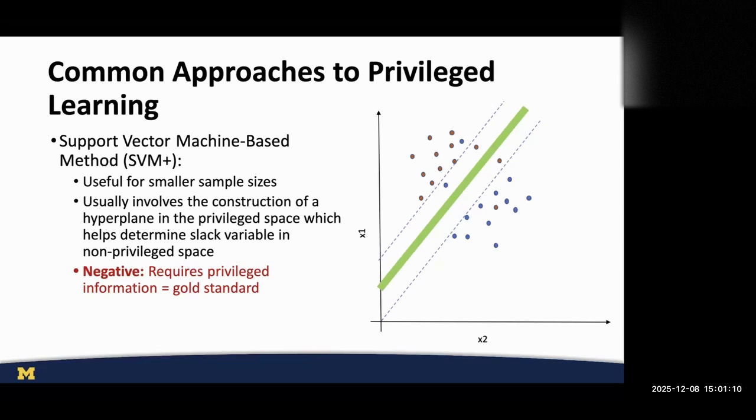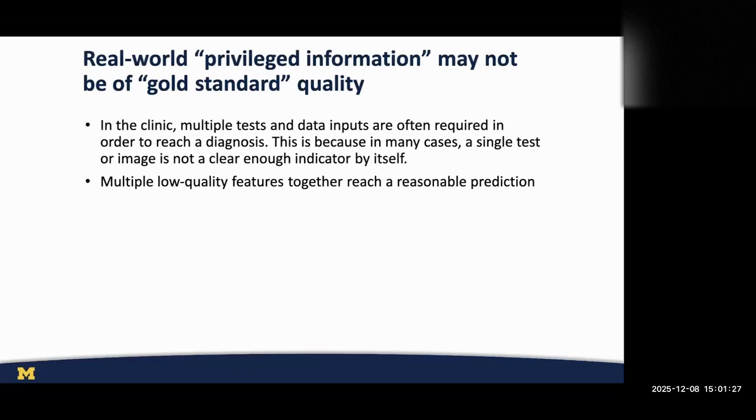However, there is a negative with this method, and that is that if you are using privileged information to predict error, like the slack variable, that means that you really need to trust that this privileged information is really, really high quality. That means it has to be almost like a gold standard information that you're getting from these privileged features. But in the real world, again, we have this issue. We cannot necessarily rely on the privileged information to be of gold standard quality.